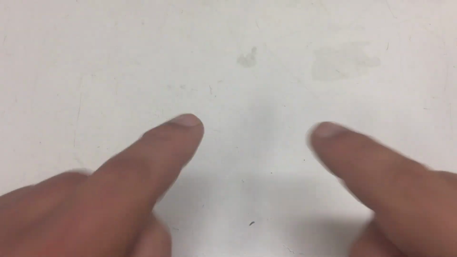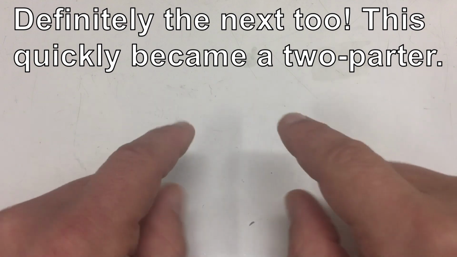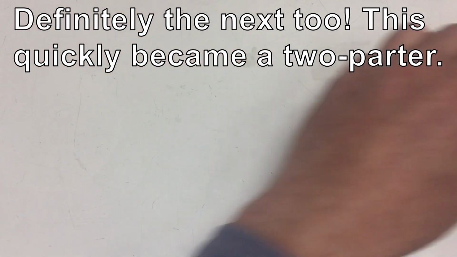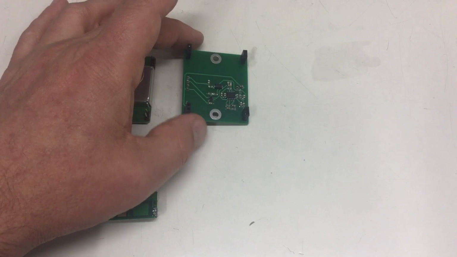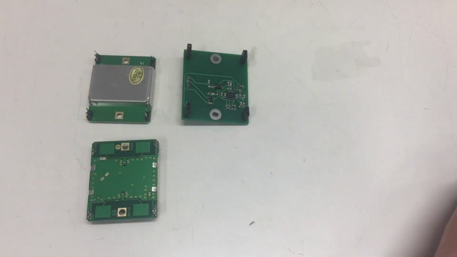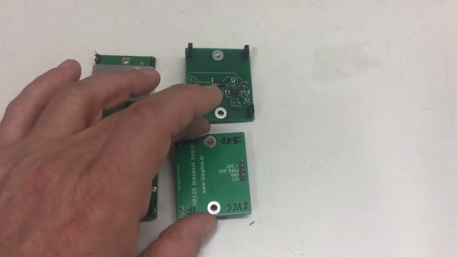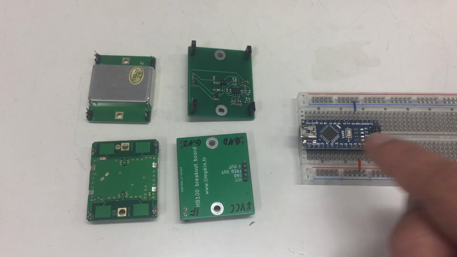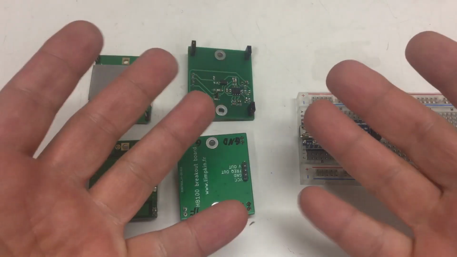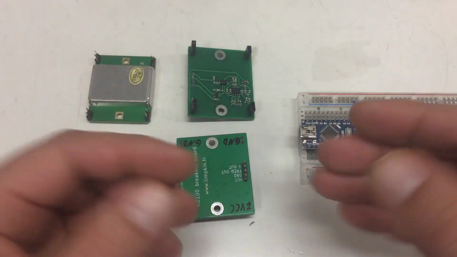Welcome back. This video, and maybe the next, depends how long it takes, is all about Doppler radar modules, to be exact HB100s, the accompanying amplifier or breakout boards from Limpkin, and microcontrollers. I have an Arduino here.